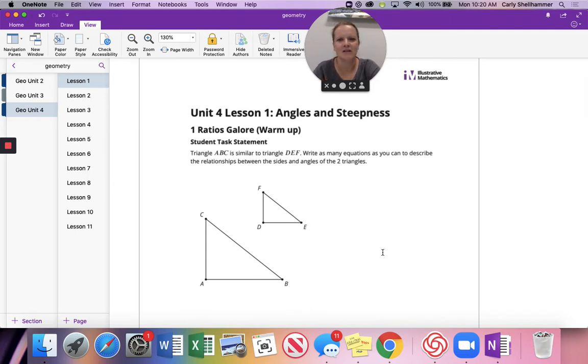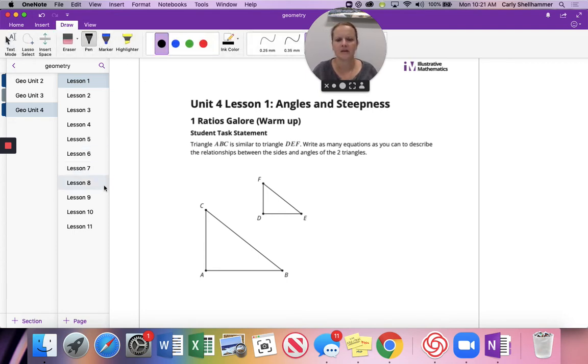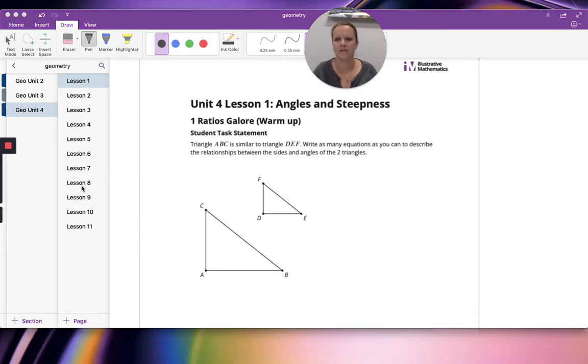So first of all, let's look at our warm-up. Triangle ABC is similar to triangle DEF. Let's write as many equations as we can to describe the relationships between the sides and the angles of the two triangles. So this has a lot to do with the last unit that we did. Let's start with angles.